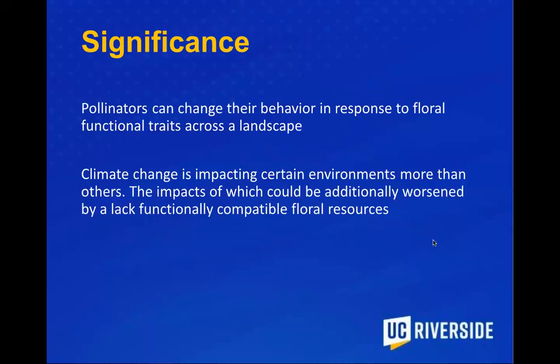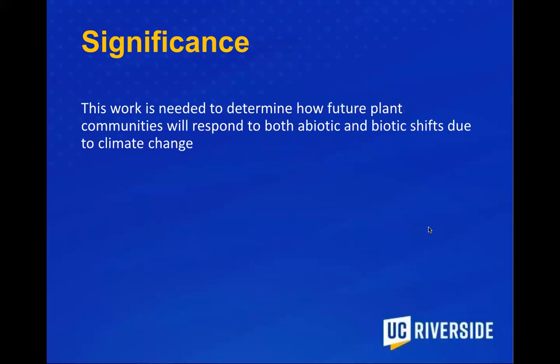And the significance of this is that pollinators can change their behavior in response to floral functional traits across the landscape. And climate change is impacting certain environments more than others. The impacts of climate change could be additionally worsened by a lack of functionally compatible floral resources. So this work is needed to determine how future plant communities will respond to both abiotic and biotic shifts due to climate change.